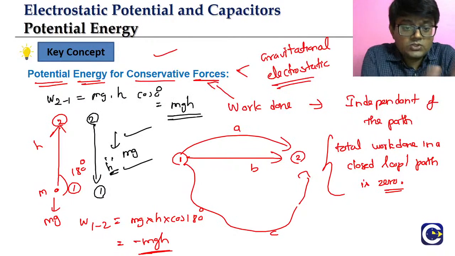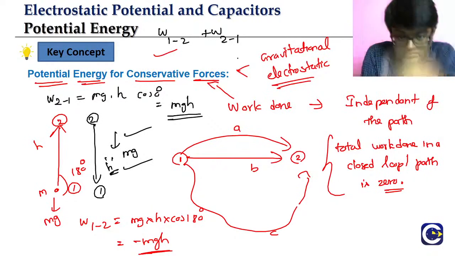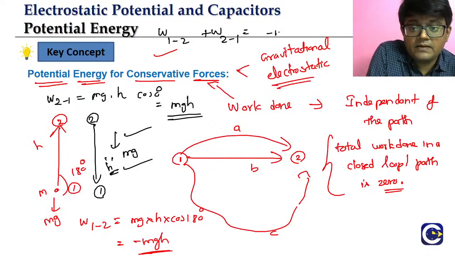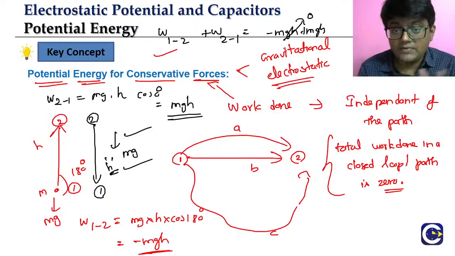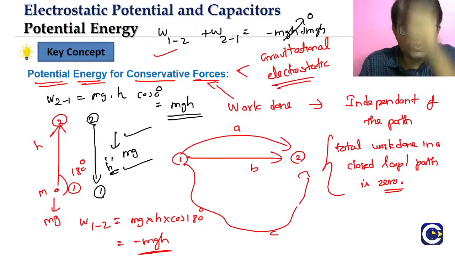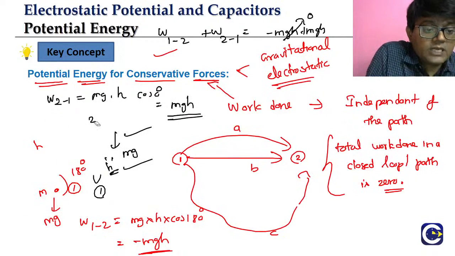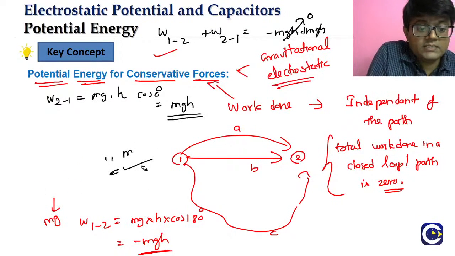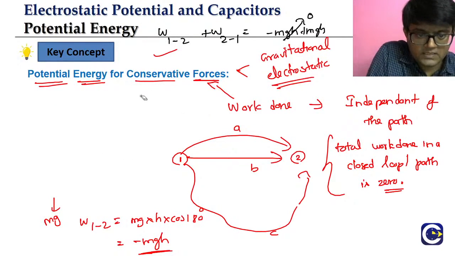So total work, the work that is done when we go from 1 to 2 plus the work done by the gravitational force when you come back, add both and see: minus mgh plus mgh, how much? 0. Means if you look at the gravitational force, if we take a closed loop, then what is the work done by the gravitational force? It is becoming 0. So we will consider the gravitational force as a conservative force.